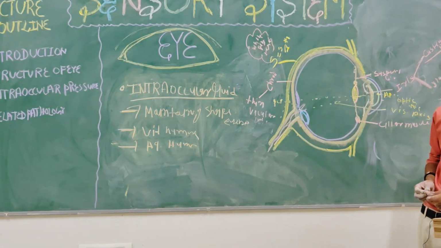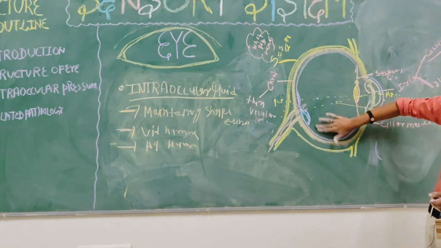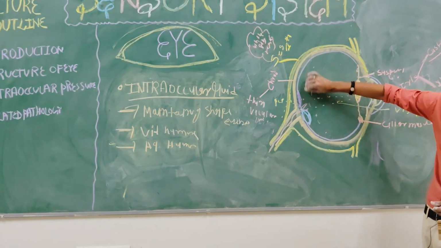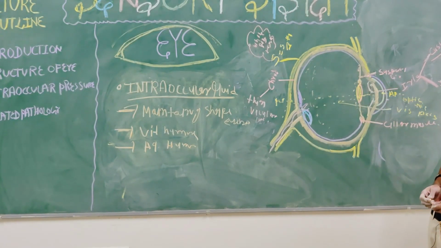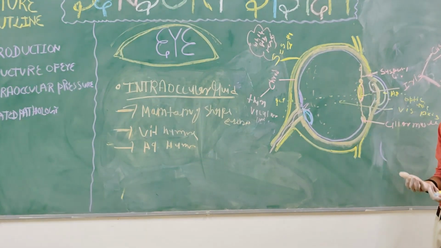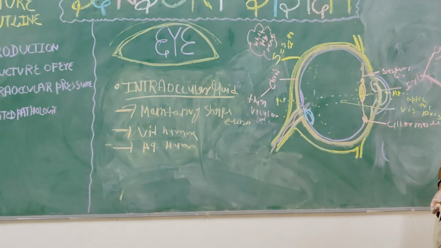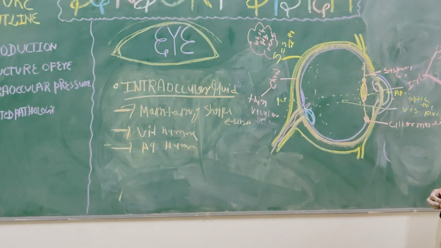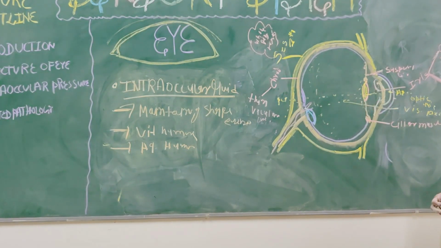The aqueous humor is present in front of the lens. This area is filled by the aqueous humor, and here behind the lens there is the vitreous humor. Vitreous humor, as I said, consists of albumin and hyaluronic acid, which is basically meant for maintaining the turgidity, or the shape of the eyeball. The vitreous humor has many functions. The first function, as I said, is maintenance of the shape of the eyeball, so that it maintains the intraocular pressure.